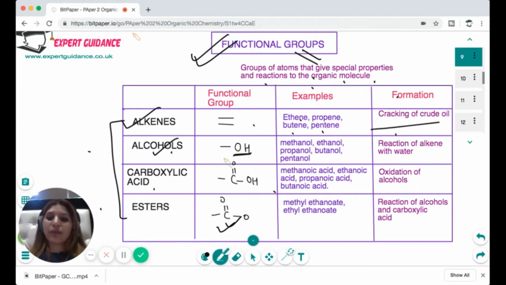Alcohol is a hydrocarbon chain with an OH, and we name it with "-ol". So a one-carbon alcohol is methanol, two-carbon is ethanol, then propanol, butanol, and pentanol, and we can make alcohol by reacting alkene with water or steam.